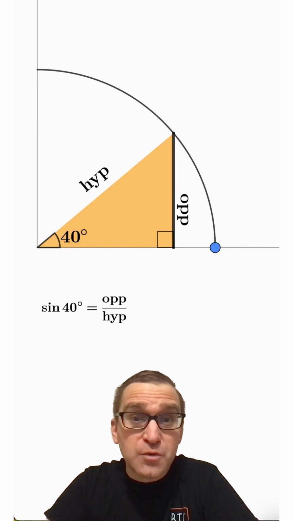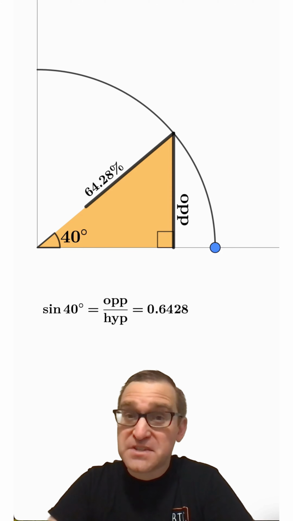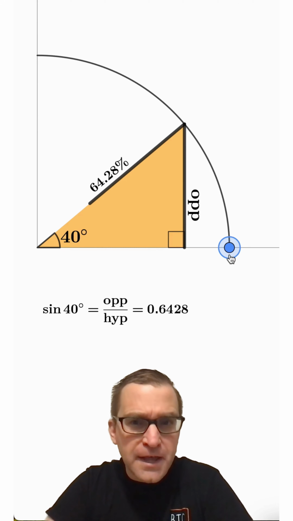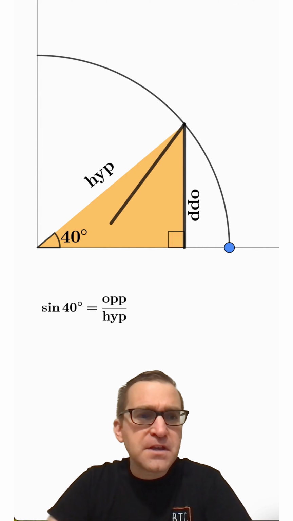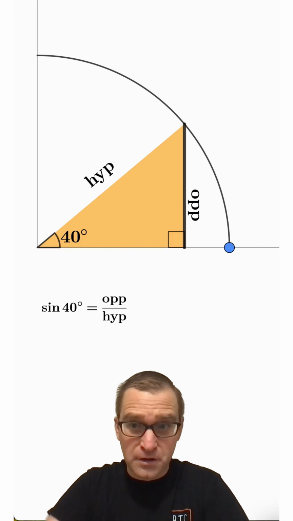So in any right triangle with a 40-degree angle, the side opposite that 40-degree angle is always going to be roughly 64.28% of the hypotenuse. Doesn't matter how big or how small that triangle actually is, this will always be the case. And this is what is meant by the sine ratio within the context of a right triangle.